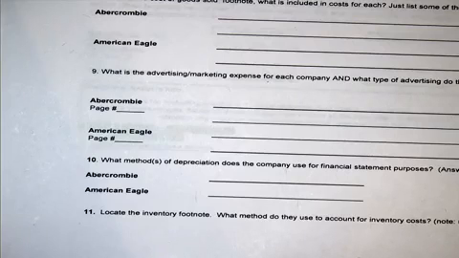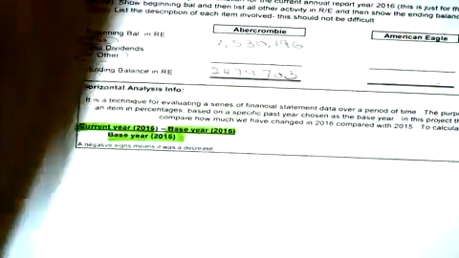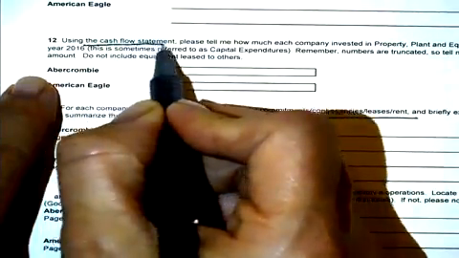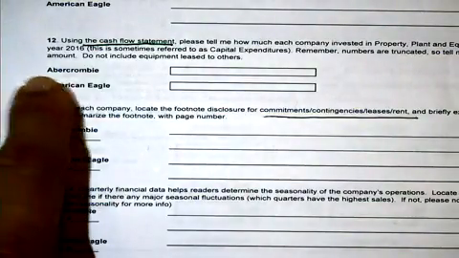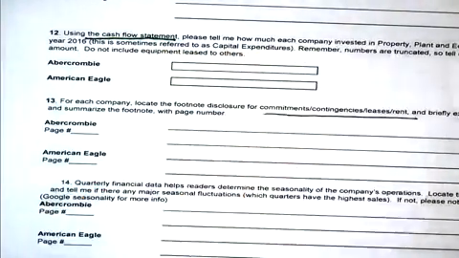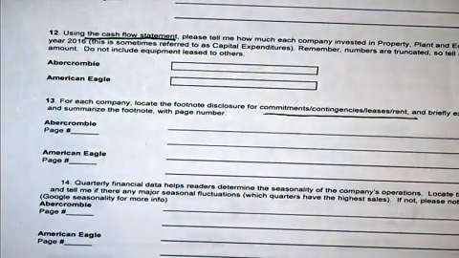And then the inventory footnote: what type of inventory methods do they use? I also have you looking at the cash flow statement. So here on number 12, I say using the cash flow statement, explain to me what they have for capital expenditures. What's a capital expenditure? Somebody give me an example of a capital expenditure.